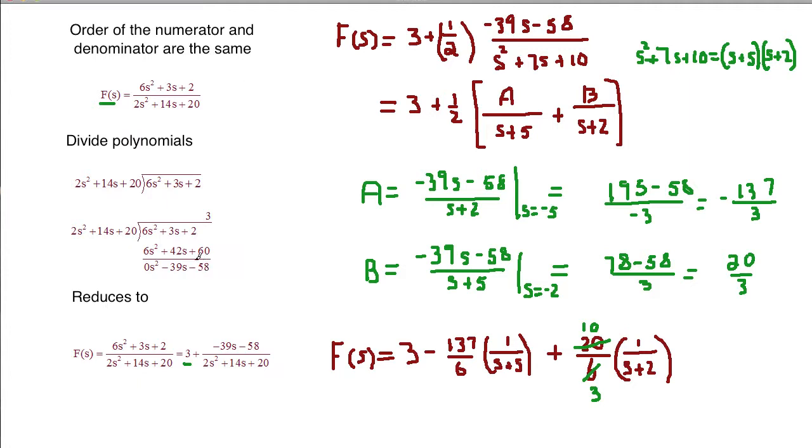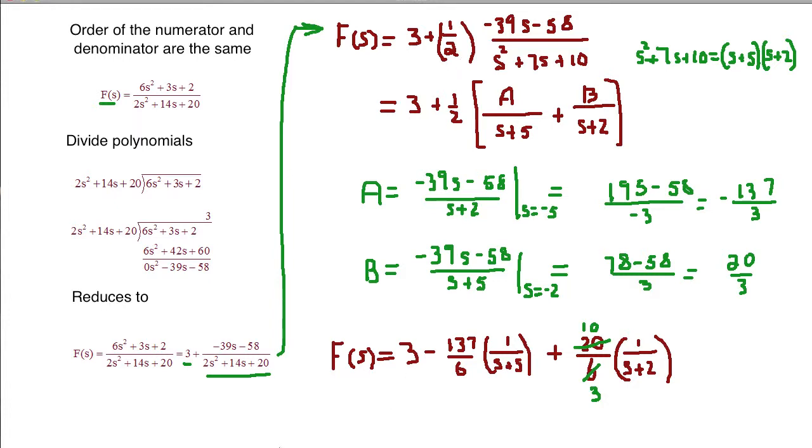So we have negative 39s minus 58 divided by 2s squared plus 14s plus 20. This is how we write the remainder here. So after doing the polynomial division, our expression for F of s looks like this right here, and I'm writing this up here on the top. Okay, so let's do the partial fraction expansion for this expression.